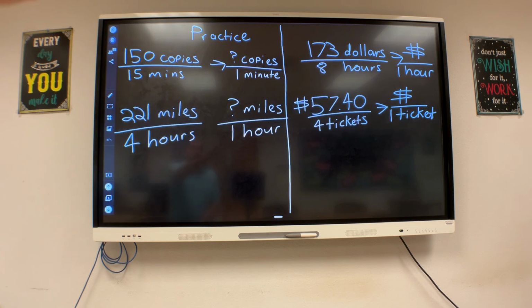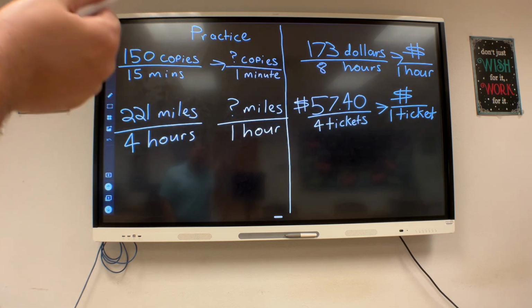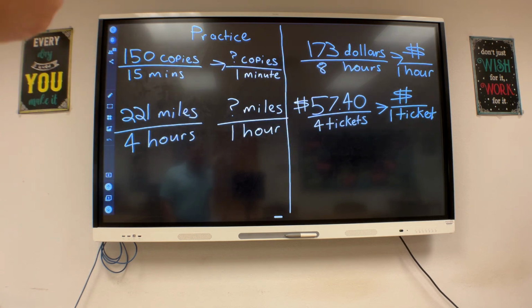Like I said, number 3, we have $173 for an 8-hour workday. So we're just trying to calculate the hourly rate. And then number 4, we have $57.40 spent on 4 movie tickets. So we're trying to break that down and find the price of each individual ticket. So like I said, just write these down, work them out, and get some practice with unit rates.